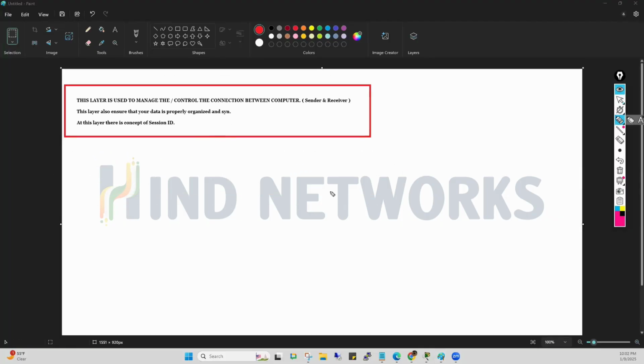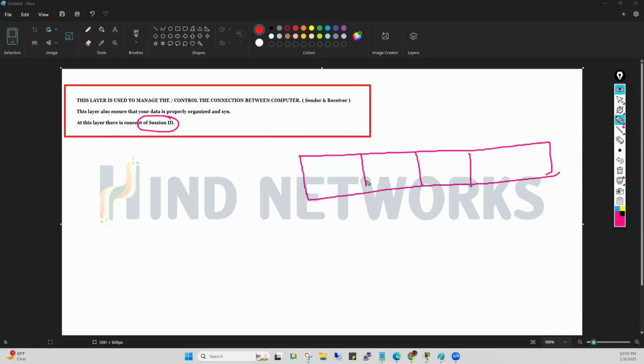Now, one more thing I just want to clear. Here I told you one concept that is called session ID. What do you mean by session ID? Try to understand. For example, if you open any browser or Google Chrome, there will be different tabs. Yes or no? For example, tab 1, tab number 2, tab number 3, and tab number 4. Here I open Facebook, here I open Instagram, here I open, for example, Zoom, here I open LinkedIn.